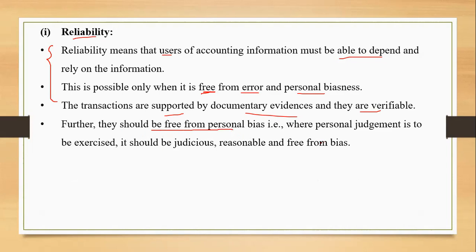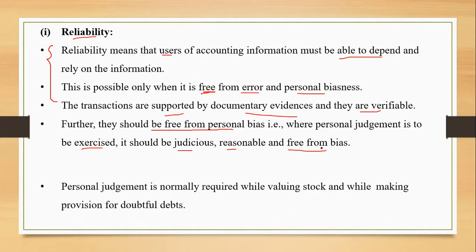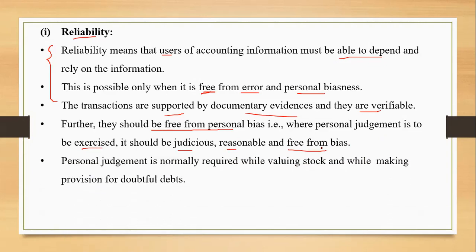Wherever the personal judgment is to be exercised, it should be judicious, it should be reasonable and free from the biasness of the owner or the accountant. That has to be seen wherever the personal judgment comes into exercise. Personal judgment is normally required in case of valuation of stock and for making the provision for doubtful debts. This thing has been explained to you earlier. For the valuation of stock also, we have different methods. For the method of charging depreciation, we have different methods.